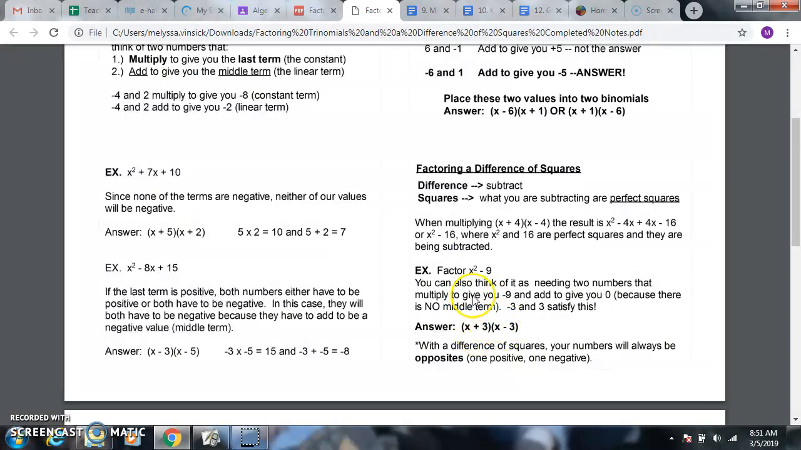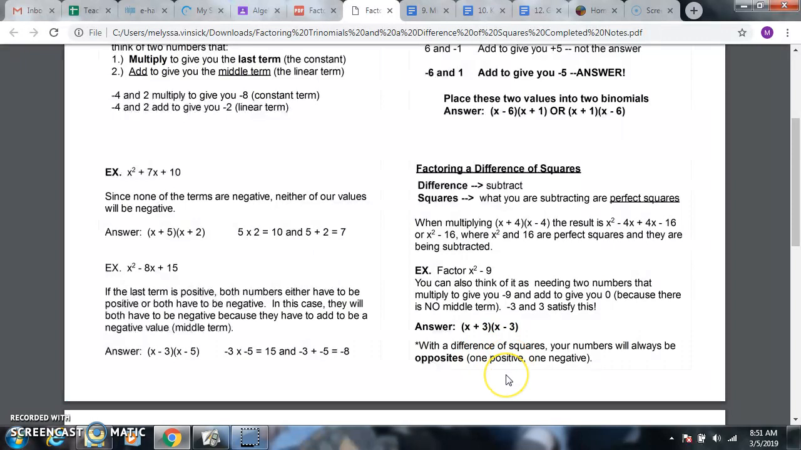You can also think of it as similar to the trinomials. They have to multiply to give you negative 9 and technically add to give you 0, because I don't have a middle term. So if you need to, you can think of it in that way as well. Negative 3 times a positive 3 would give me my negative 9, and they would add to give me 0, which is what I want because I don't have a middle term. My middle terms cancel out. So my final answer is x plus 3, x minus 3.